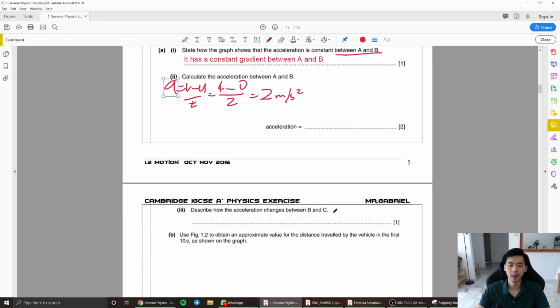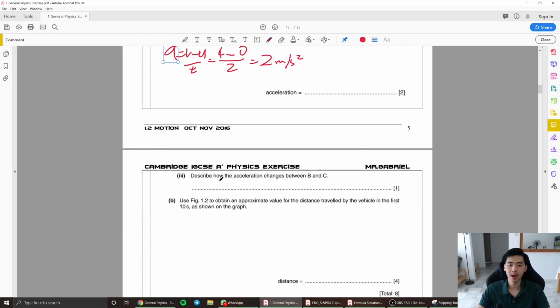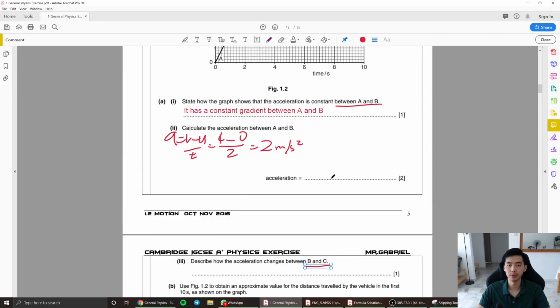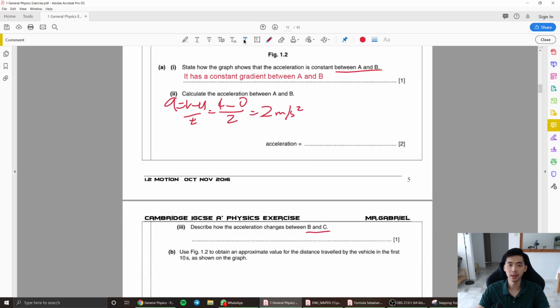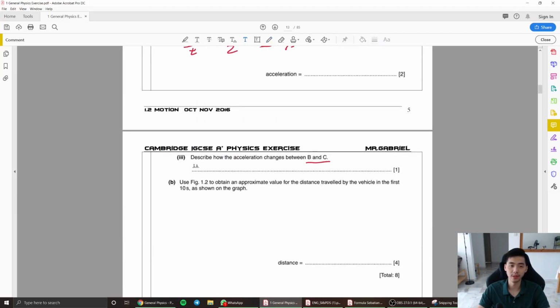Alright, then after that, describe how the acceleration changes from B to C. You can see that the gradient decreases, indicating that you have decreasing acceleration.